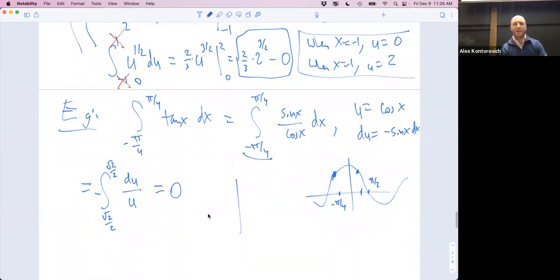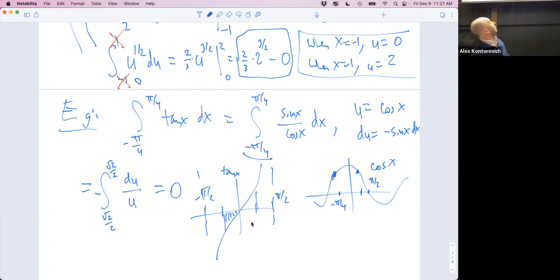Wait a second. What is tan? Tan looks like this, right? This was cosine. This is tan. At -pi/2 and at pi/2 it has asymptotes, then it looks like this kind of thing. So from -pi/4 to pi/4, I have something like this. Right? The negative part exactly cancels the positive part, and of course it's equal to 0, which we found through this u substitution. In fact, that's a general fact.